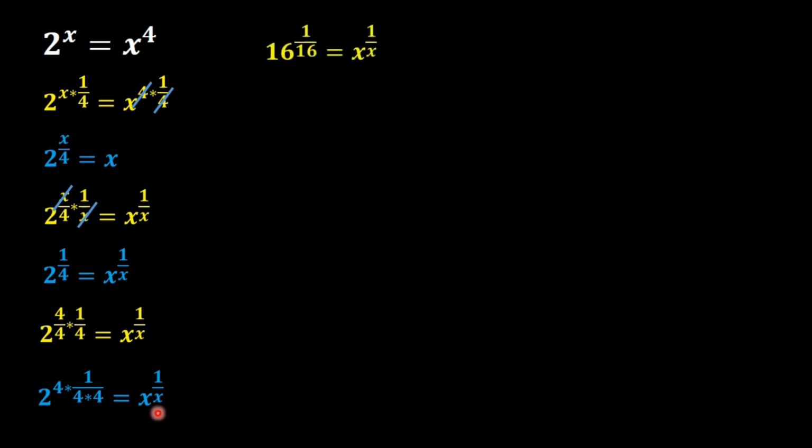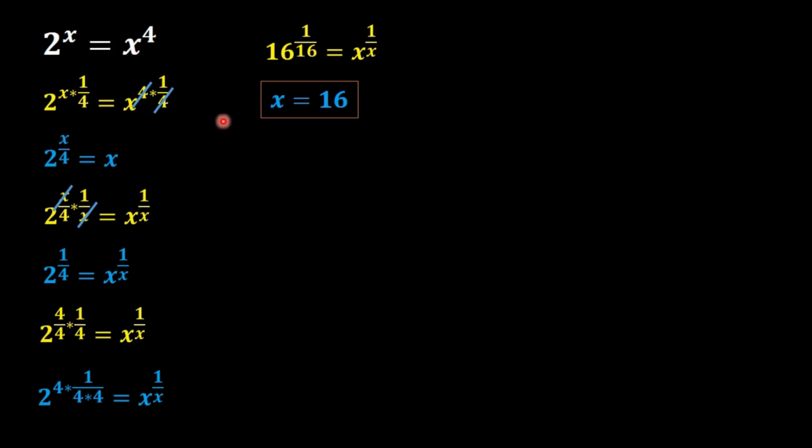Now in the next step, 2 to power 4 can be written as 16, and when this 4 and 4 multiply, we should get the power as 1 over 16, equal to x to power 1 over x, which will remain the same. Now from the basic rule of algebra, we get the value of x, which is x is equal to 16. So here we get the value of x, which is 16, for the expression 2 to power x is equal to x to power 4.